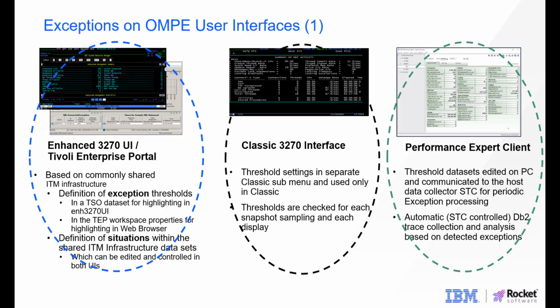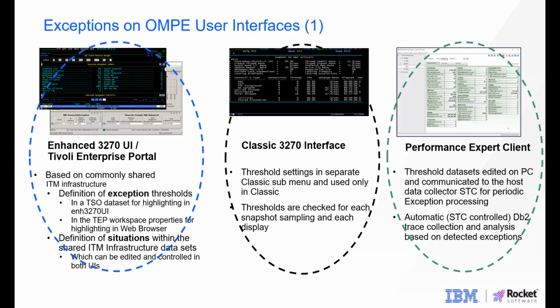Now, the Performance Expert Client GUI on the right hand side of the slide allows each user to have their own dataset of threshold definitions, which can be added and is saved on their PC. For exception processing, the threshold dataset is forwarded to the host data collector started task, where it is executed under the end user's authority. This means several end users can run their own exception processing in parallel.